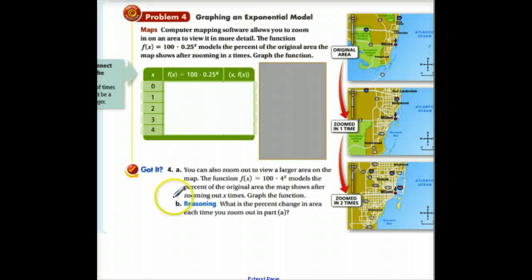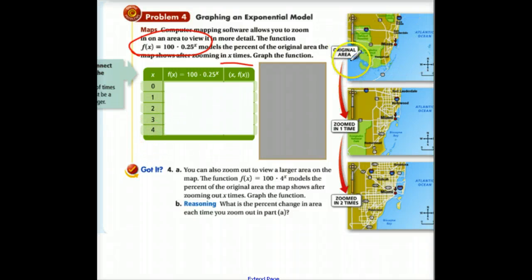All right, last example, graphing an exponential model. So it's a real life example. Computer mapping software allows you to zoom in on an area to view it in more detail. Here's the function, f of x equals 100 times 0.25 raised to the x. This models the percent of the original area the map shows after zooming in x amount of times. Graph the function. They gave us we start at 0 for our x value because you never zoom in a negative amount. So here's zooming in nothing, zooming in 1 time, 2 times, 3 times, 4 times.